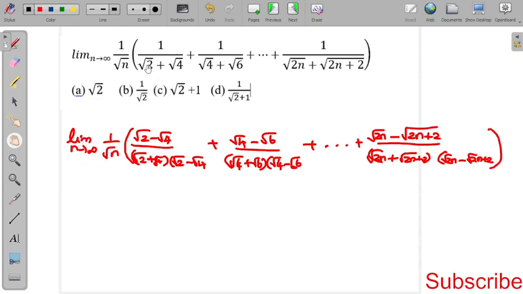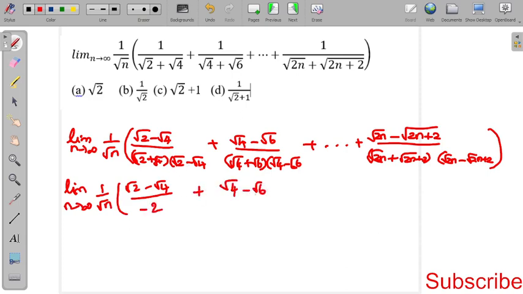First you have to take the conjugate of this one. So multiply and divide by its conjugate for all the terms. So that the remaining you will get as limit n tends to infinity 1 divided by root n. Here root 2 minus root 4 divided by a plus b into a minus b, which gives minus 2, plus root 4 minus root 6 divided by again minus 2, plus etc., plus root 2n minus root 2n plus 2 divided by minus 2.